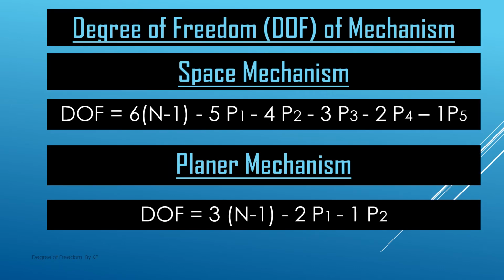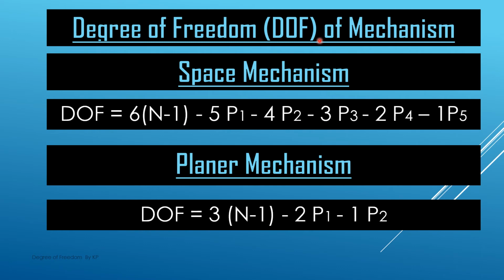Come to the formula to find out the degree of freedom for a mechanism. So first of all, we understand the concept of the mechanism. We understand the concept of the linkage. If two linkages are joined together, we are calling them a kinematic pair. If similar kinematic pairs are joined and the last link is joined with the first link, we are calling that a kinematic chain. In that kinematic chain, if we fix one link, we are calling that a mechanism.